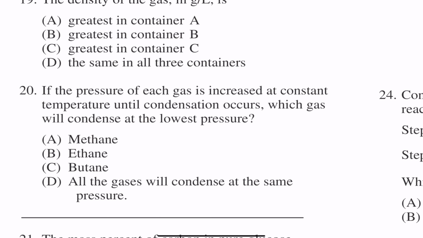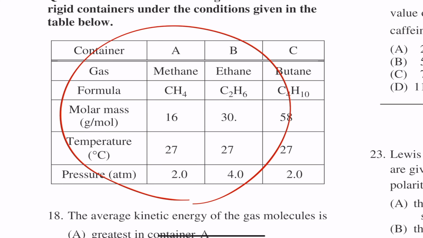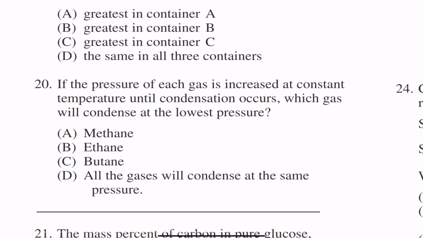Number 20, if the pressure of each gas is increased at constant temperature until condensation occurs, which gas will condense at the lowest pressure? Now, this question is actually quite easy to understand. You actually don't even need to look at this table because think about methane, ethane, and butane. They basically have all the same types of intermolecular forces, right? They only have the London dispersion forces, and they have induced dipole.